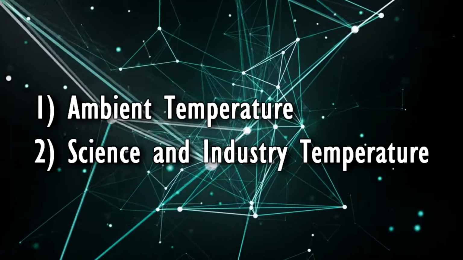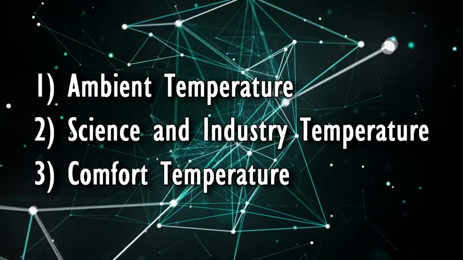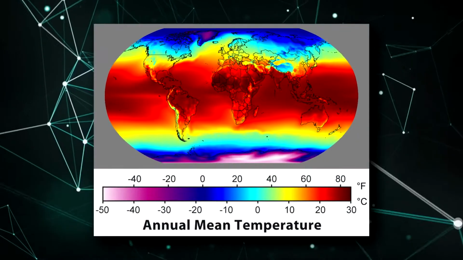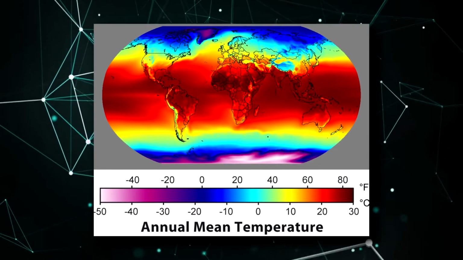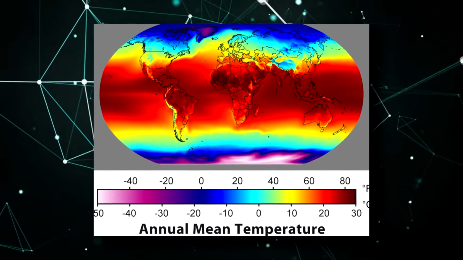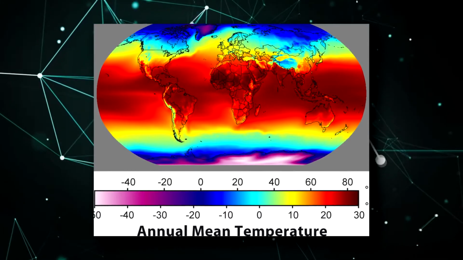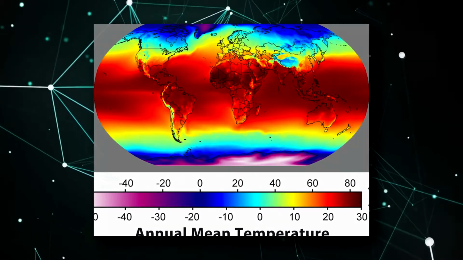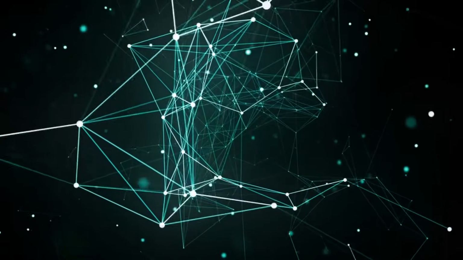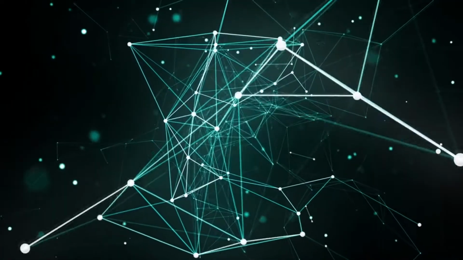science and industry room temperature, and comfort temperature. Ambient temperature is the average temperature of air in an environment at any given point, so necessarily speaking, as air is everywhere, this can mean both inside and outside the proverbial room. Ambient temperature, therefore, is not the definition that we are chasing today.